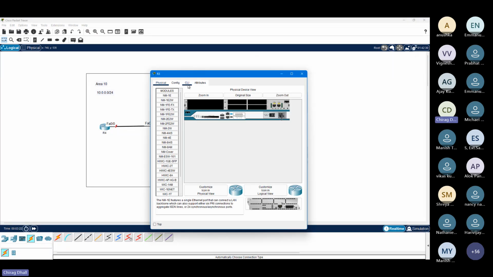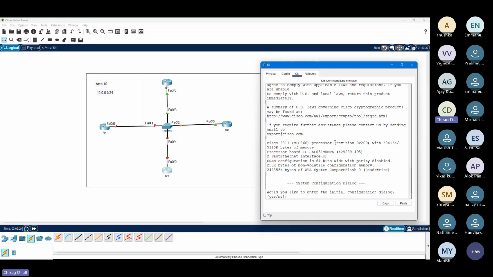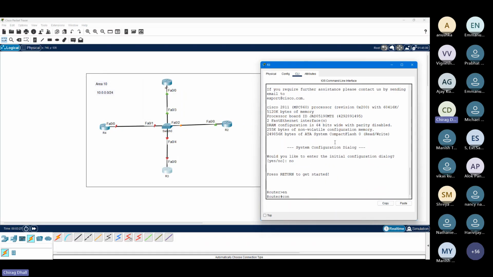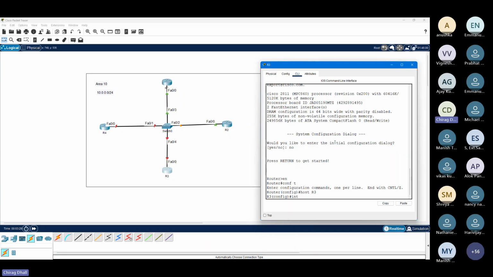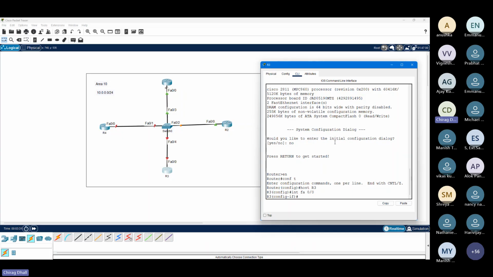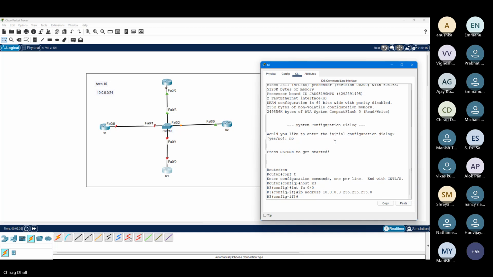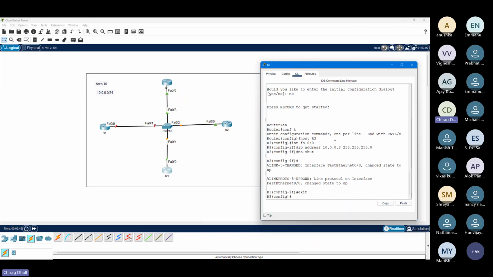Then we have router 3. We'll go to the CLI. Enable, config t, hostname R3, interface FA0/0, IP address 10.0.0.3/24, no shutdown, exit.